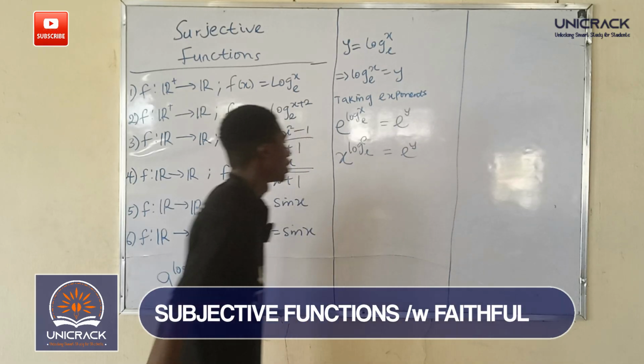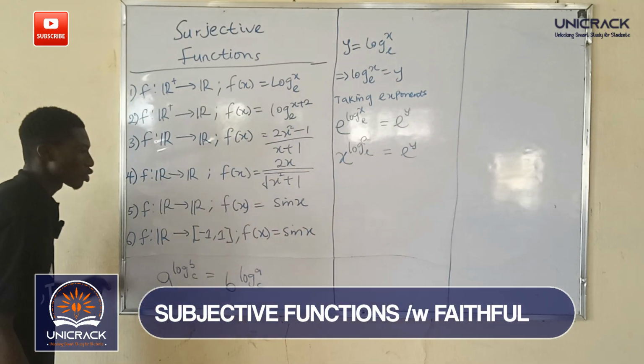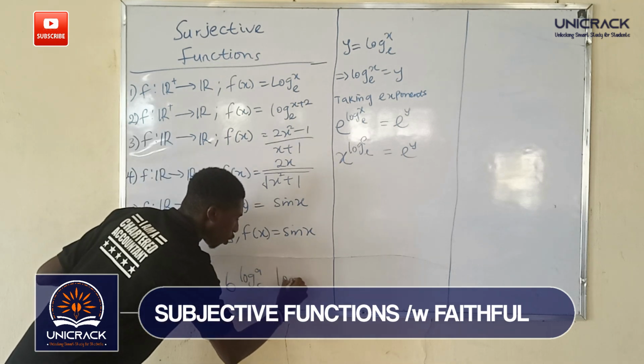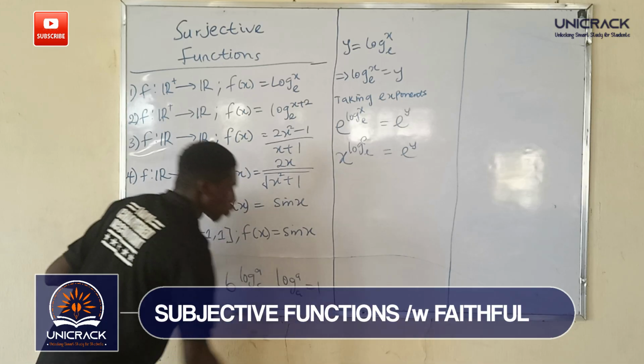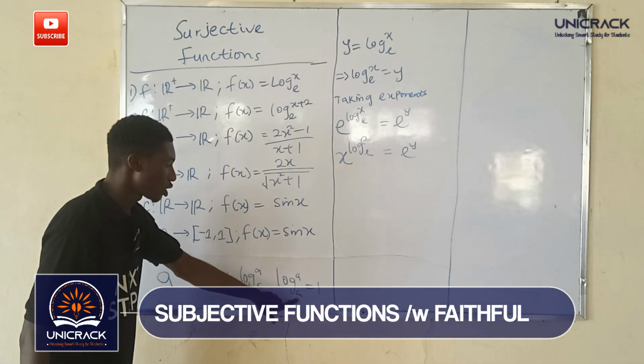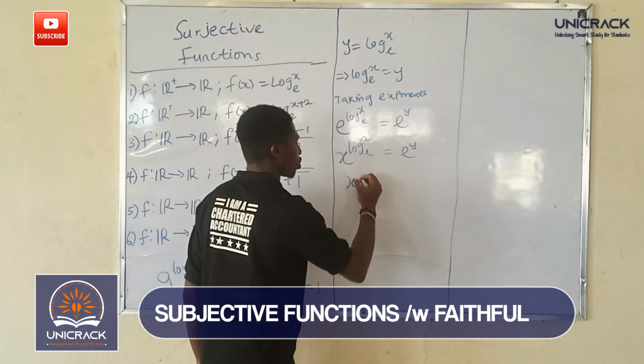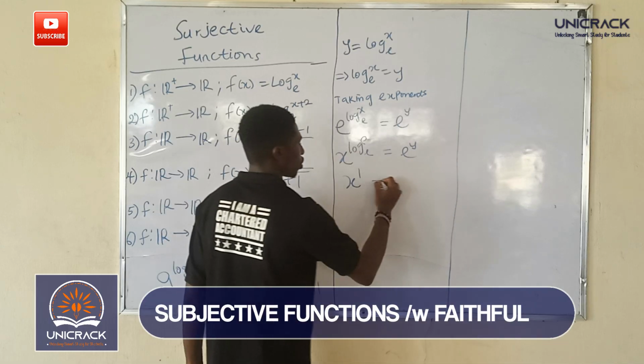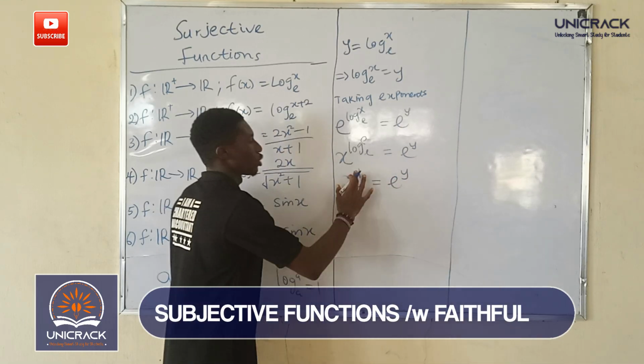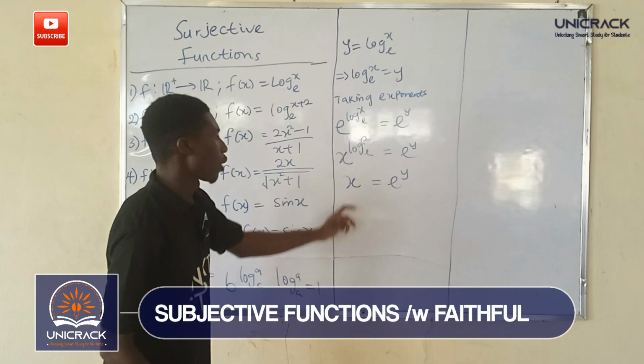Exponential y. Now based on the law of logarithm, if you have log of a base a, it is equal to what? 1. Once the base and the power are the same, it is 1. So this is x raised to the power of 1, which is equal to exponential y. We don't need to write the 1 since it's the same thing as x. And now we have solved for x.